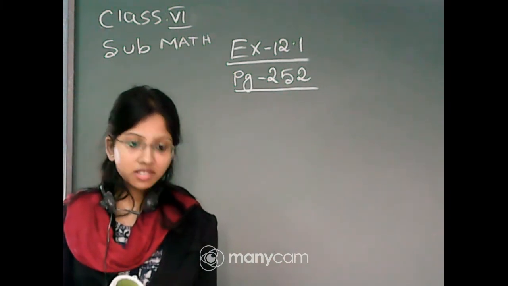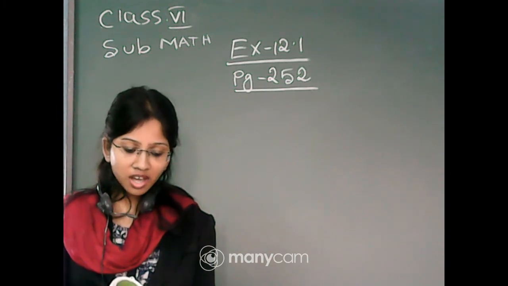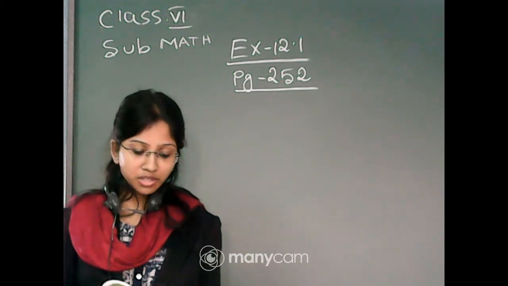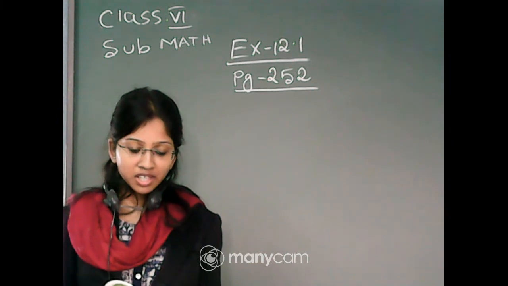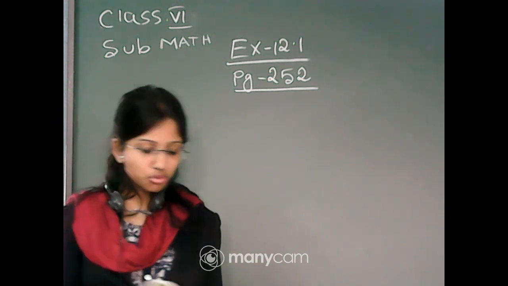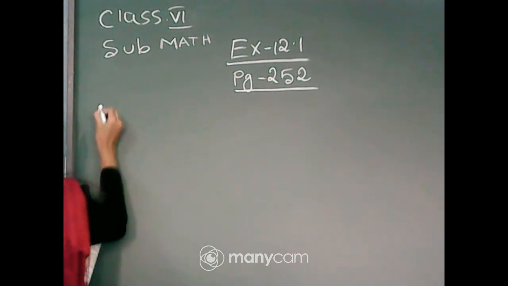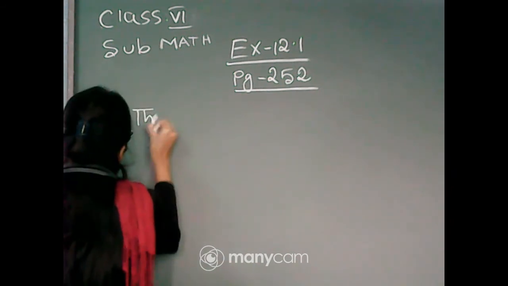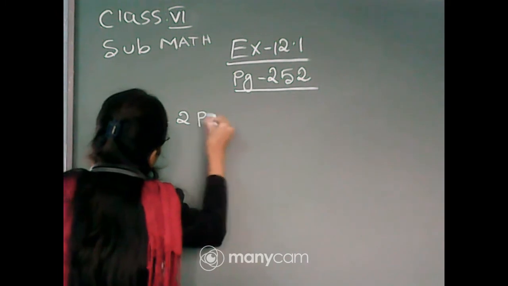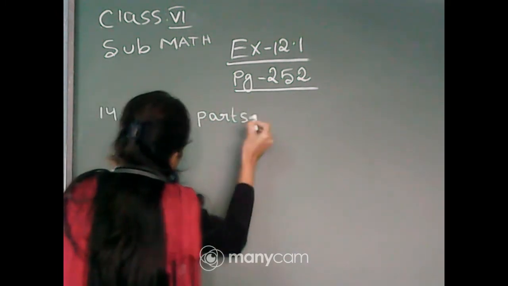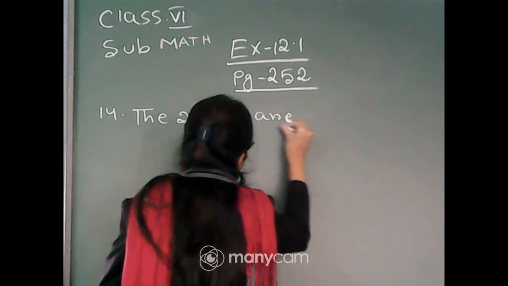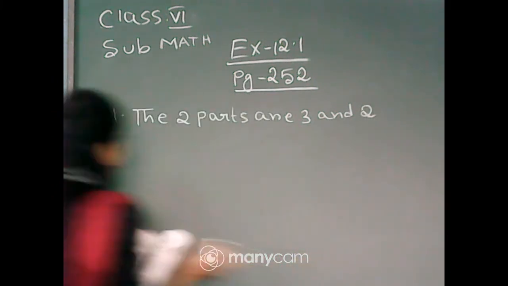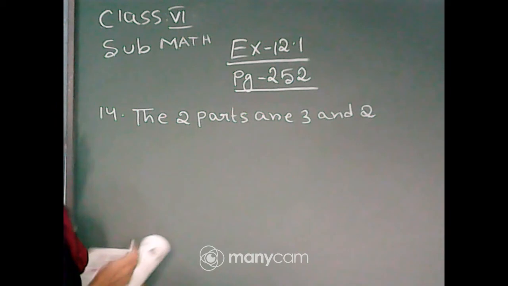Divide 20 pence between Sila and Sangita in the ratio of 3:2. Here, the two parts are 3 and 2.